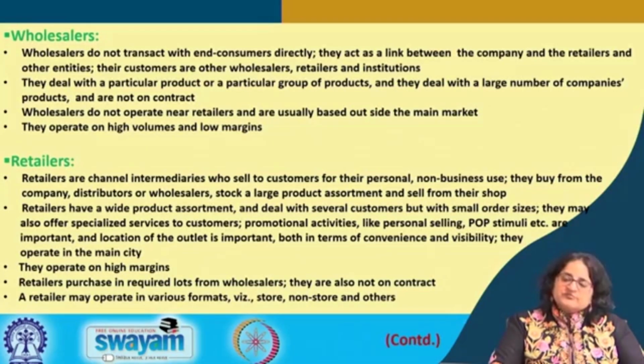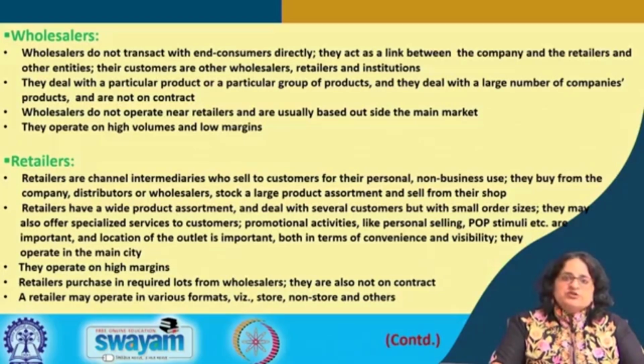Now, the retailers are channel intermediaries whom we deal with. They sell the products to us for our personal non-business use. They buy from the company or from the distributors or wholesalers. They stock a large product assortment and then they sell from their own shops. Now, they have a wide product assortment. They deal with several kinds of customers, but with small order sizes. They may also offer specialized services, and that gives them the competitive edge. They may indulge in promotional activities or personal selling activities, and they also display point of purchase stimuli, etc.